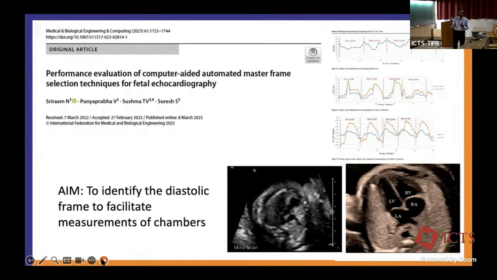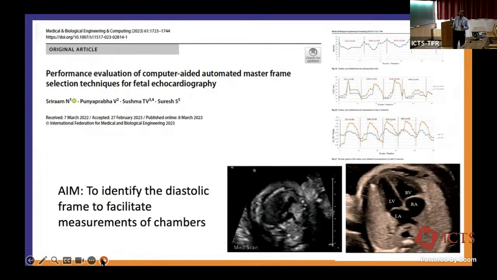This is a recent paper which we have published on the computer-aided automated master frame selection technique for fetal echo. So we said, what is it that we can do in our own setting? So you have a cardiac clip. It should identify the diastolic frame automatically.